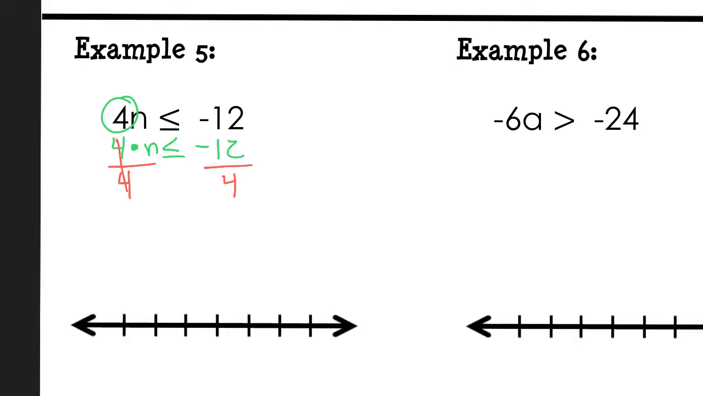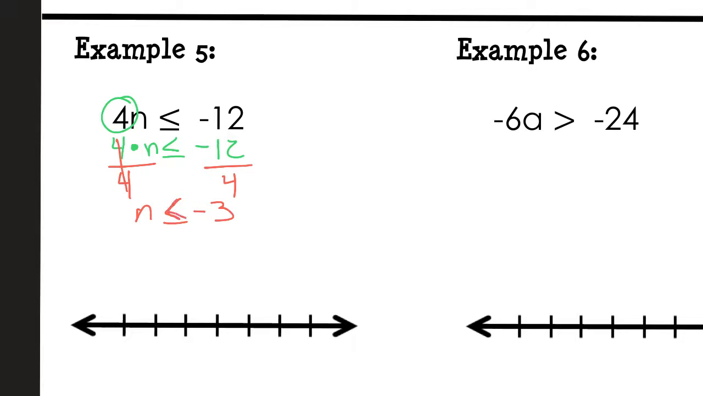But what I do to one side, I've got to do to the other. So I'm left with n is less than or equal to negative 12 divided by 4. Well, 4 goes into 12 3 times. When we divide a negative by a positive, we end up with a negative, right? So negative 3.